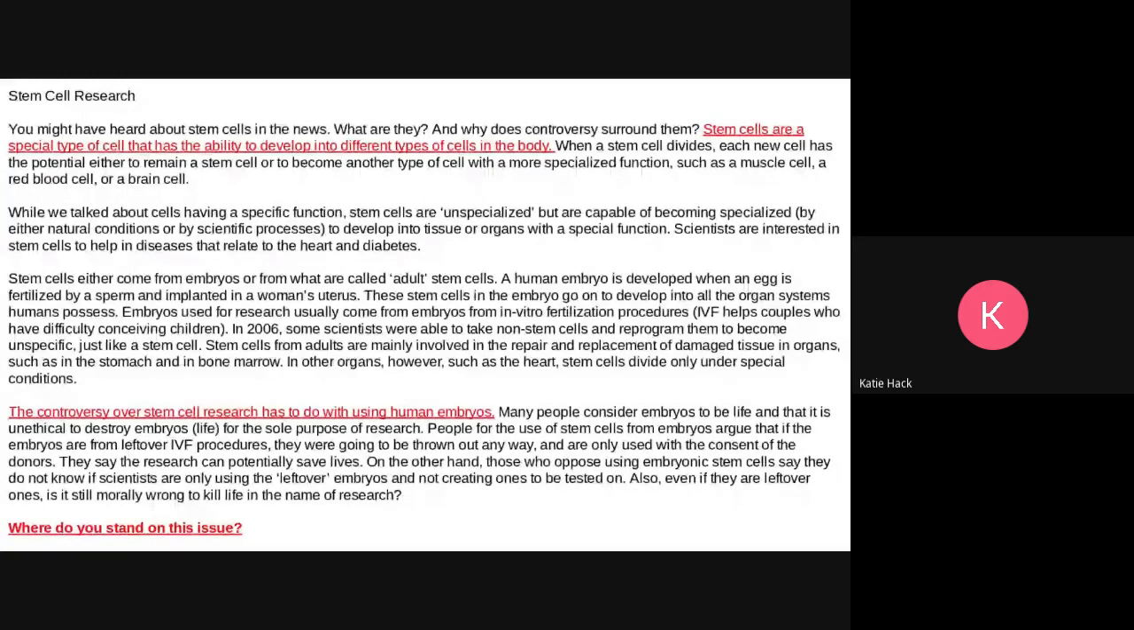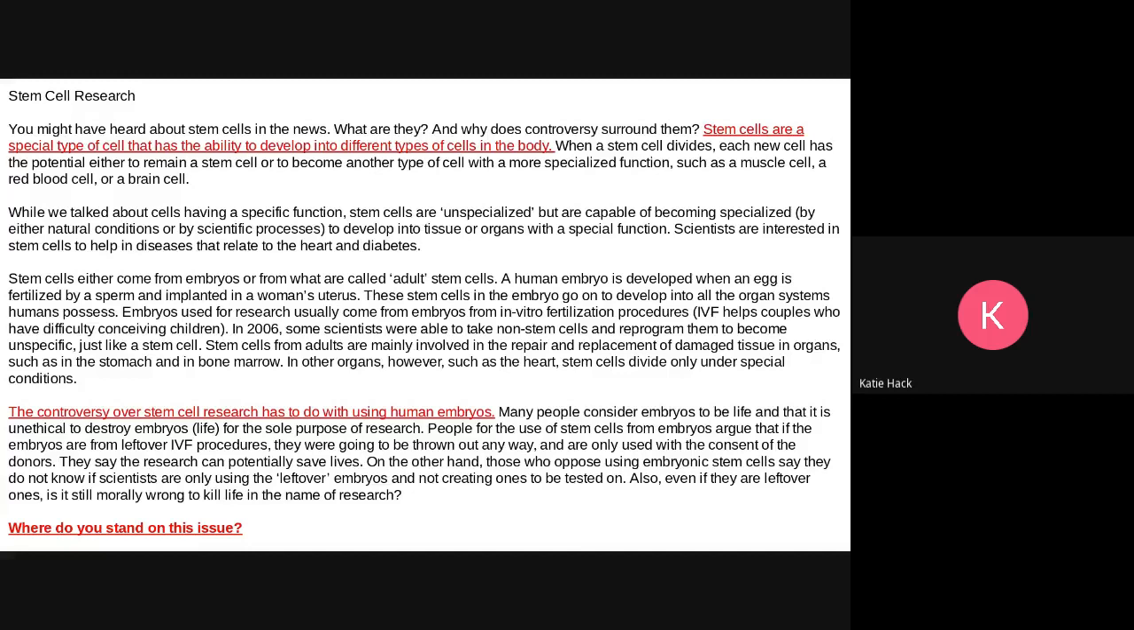So stem cells from adults are mainly involved in the repair and replacement of damaged tissues in organs, such as the stomach and the bone marrow. In other organs, however, such as the heart, stem cells divide only under special conditions. So there are stem cells in the adult body, your skin, your hair, your digestive system, but other organs, like it's saying the heart, the nervous system, those don't really reproduce once they're set.